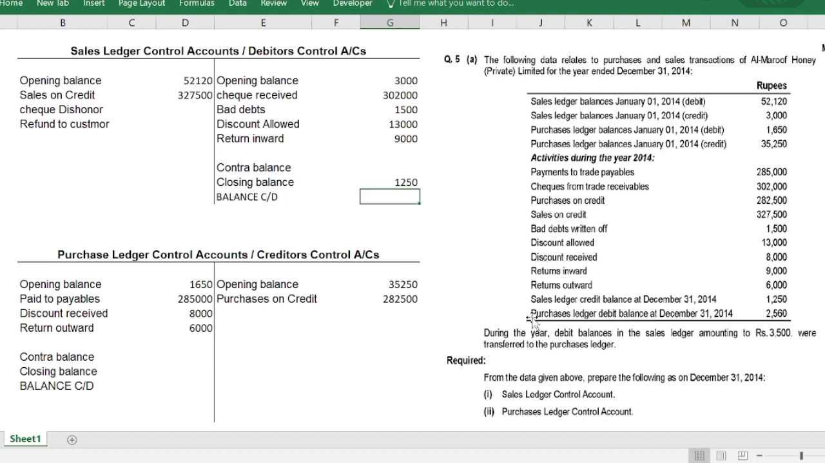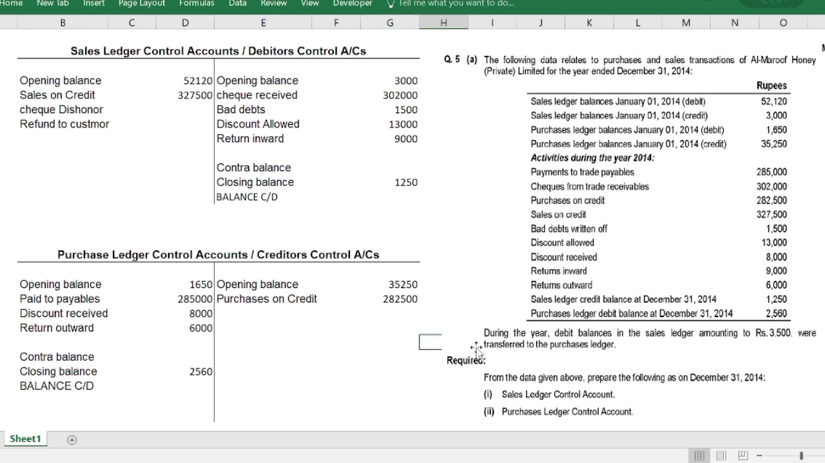After that, the next transaction, purchases ledger debit balance at December 31st, 2014, is 2560. Here the closing balance of the purchase ledger control account is clearly mentioned. So always remember that the closing balance of purchase ledger control accounts we will record on the debit side. Okay. So we go on to the debit side and record the closing balance of purchase ledger control account, 2560. After that, one more transaction is available.